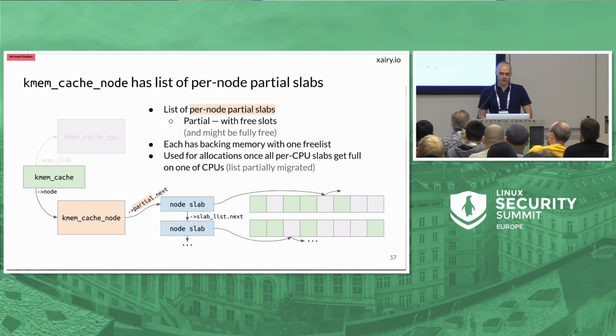And the final part is that we have this global list of per node partial slabs. So they're also partial, which means they also have at least one free slot within them each. And they also have backing memory, they also have just one free list, and they're going to be used for allocations after we run out of all the per CPU slabs. But again, more details about this later.